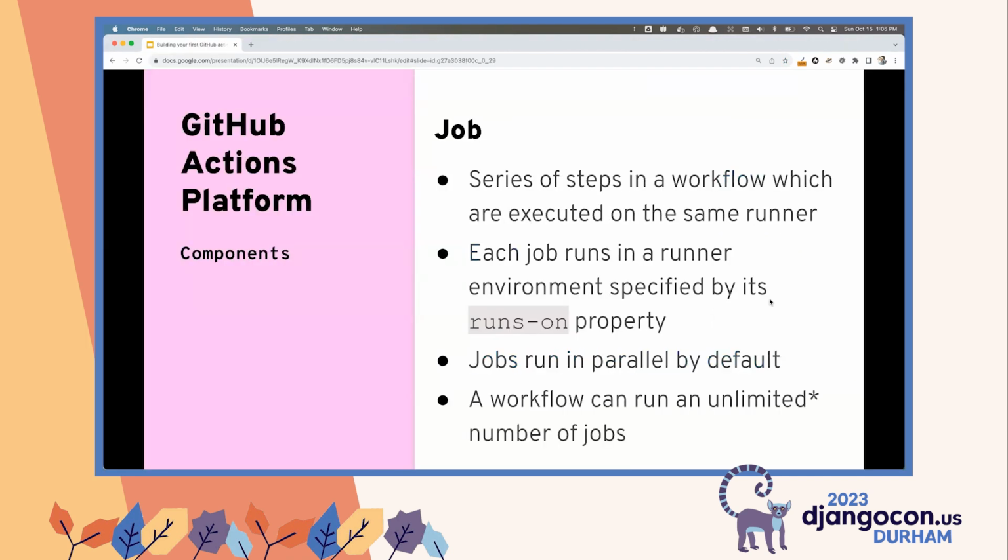A job then is a series of steps that we define inside that workflow that are going to run. Each of them will run on a runner, and we designate that runner by the runs-on property. Now, by default, your jobs are going to run in parallel. If needed, though, we do have the ability to chain them or build dependencies, but you have to remember that even though you can have an unlimited number of jobs, they are going to run in parallel. And I do have a little asterisk next to unlimited. Depending on your plan of either your personal account or your organizational account and the way you've configured things, there are some limitations.